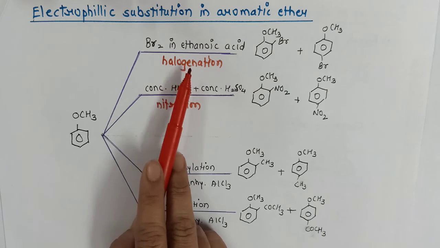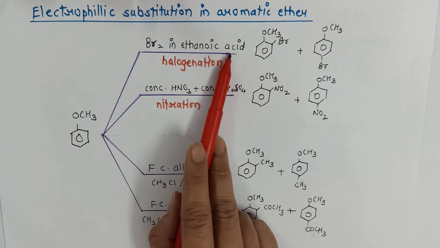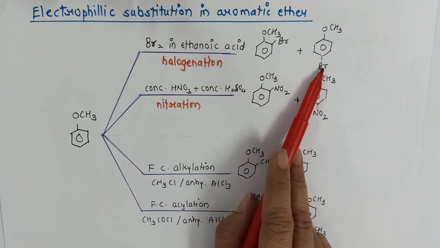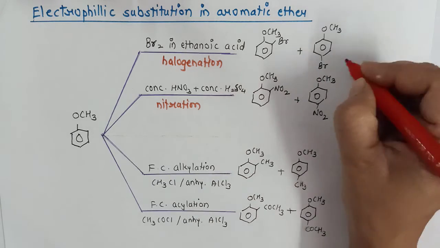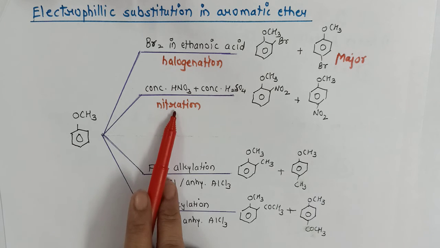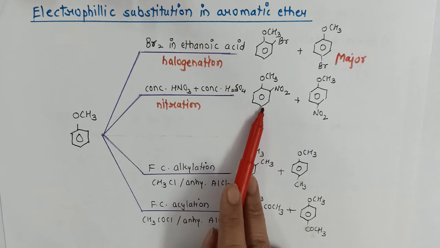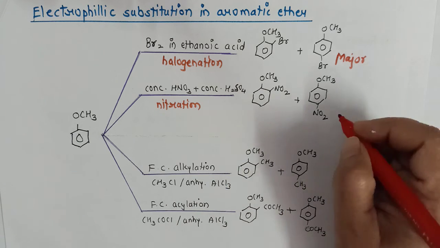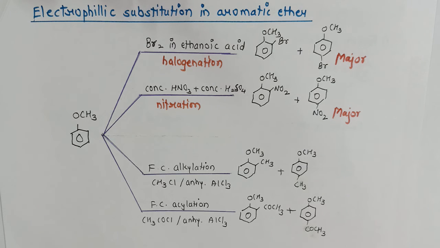So halogenation: when anisole is treated with bromine in ethanoic acid, we get ortho and para substituted products, ortho-bromoanisole and para-bromoanisole, para being the major product. When we carry out nitration of anisole by using nitrating mixture, we get ortho-nitroanisole and para-nitroanisole, again para being the major product because of its symmetrical structure. It fits in the crystal lattice properly and therefore it is the major product.